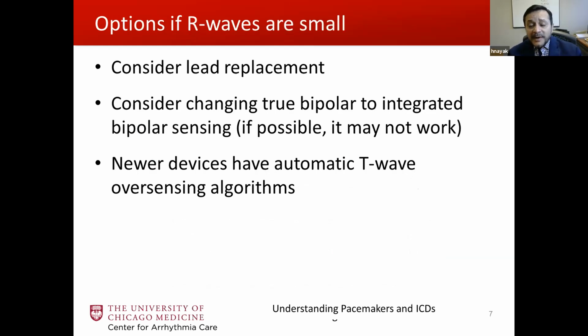So if the R waves are small to begin with, you may want to consider lead replacement. Now, some devices, like for example the Medtronic device, have the ability to change sensing from a true bipolar to integrated bipolar. Sometimes that can overcome T-wave oversensing. It's not available in all vendors, and sometimes it may not work. And then, of course, newer devices have automatic T-wave oversensing algorithms, which are designed to prevent this from happening. A lot of these devices can automatically assess for this and change it. So T-wave oversensing is not an uncommon finding when you have patients with defibrillators, so something to keep in mind.